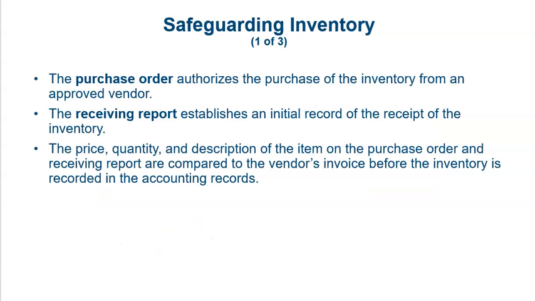So when we talk about safeguarding our assets or safeguarding our inventory, one thing that we can do that will help is to use purchase orders. This authorizes the purchase of the inventory from an approved vendor. So it makes sure that we only buy what we plan on buying and what's been approved, and that we use approved vendors. Then we can use a receiving report, which is going to show the initial record of the receipt of the inventory. The price, quantity, and description of the item of the purchase order and the receiving report are then compared to the vendor's invoice before the inventory is recorded in the accounting records.